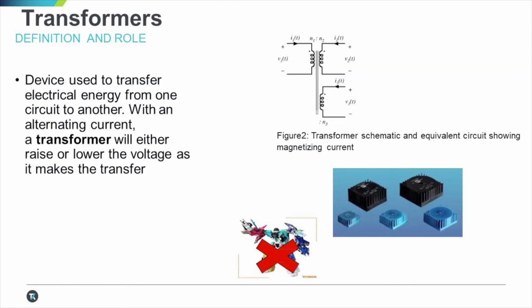Now, as we talk about transformer definitions, and for levity's sake, we are not talking about Optimus Prime, the transformer. Actually, the transformer, as it relates to an in-circuit transformer, is a device used to transfer electrical energy from one circuit to another. With alternating current, the transformer will either raise or lower the voltage as it makes that transfer. As such, transformers perform important functions in switch-mode power supplies.